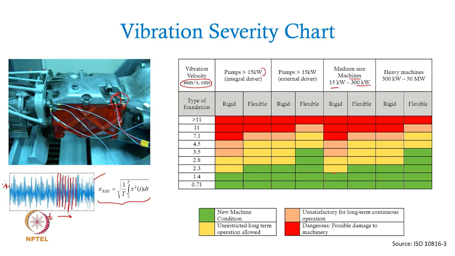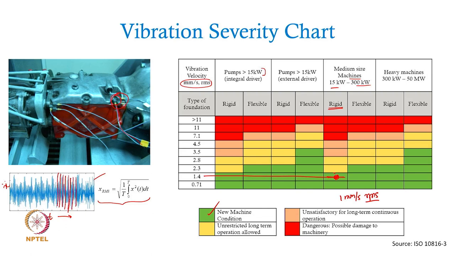and the vibration RMS value turns out to be one millimeter per second RMS, which means that if the foundation is rigid, I am basically located here, because 1 millimeter per second RMS vibration velocity means that the condition is almost like a new machine, and the machine is perfectly healthy and I don't need to worry about it.